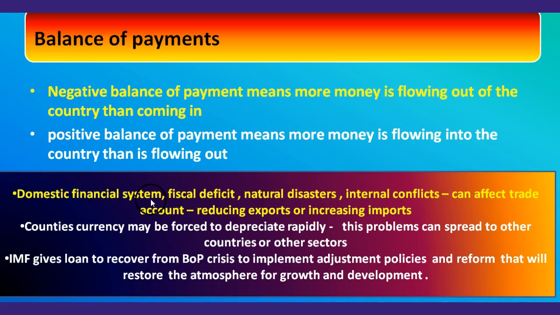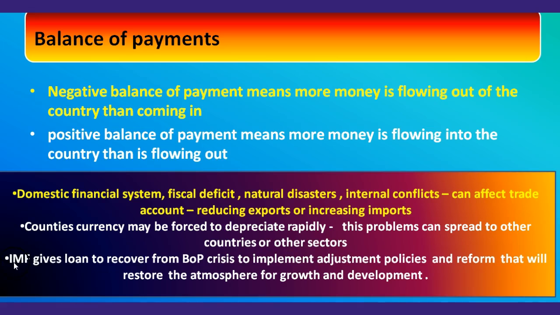Domestic financial system, fiscal deficit, natural disasters, internal conflicts can affect trade account of a country, which can reduce exports or increase imports. All these issues such as fault in domestic financial system, the fiscal deficit, natural disasters or internal conflicts can cause decline in production, and it can affect the trade account as reducing exports or increasing imports. And the country which is facing such BOP crisis may be forced to depreciate their currency rapidly, and these problems can spread to other countries or other sectors.